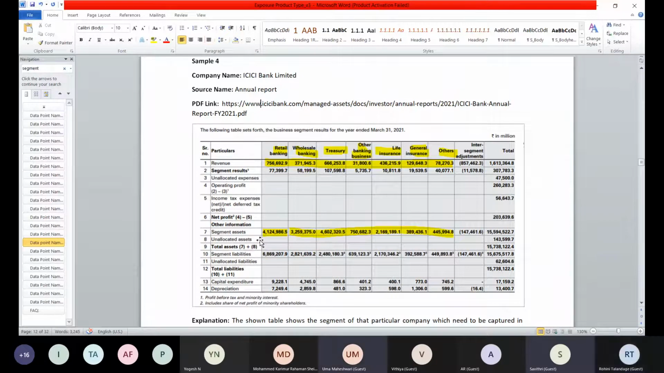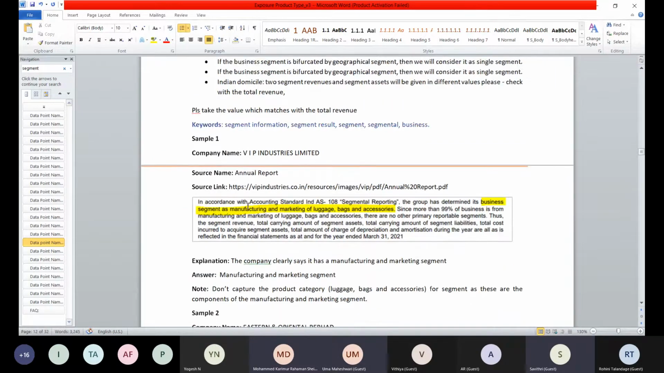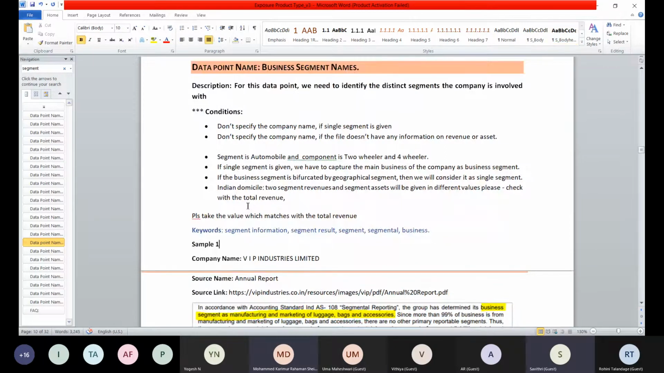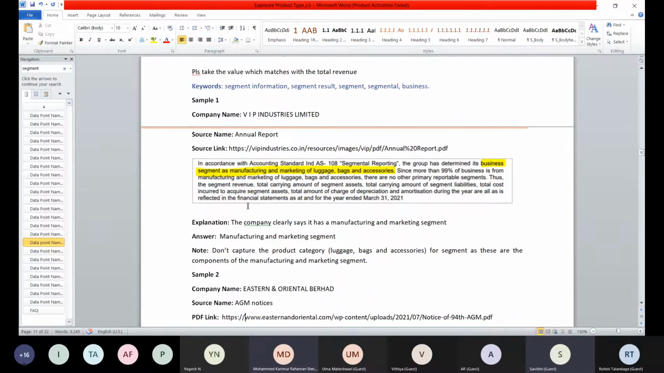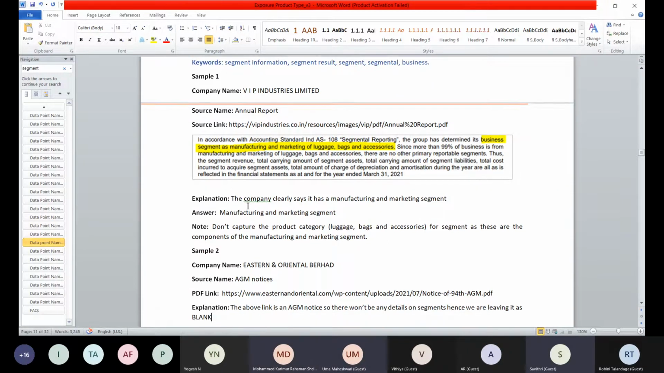Ma'am, in case of automobile, I have a doubt. When a company has two-wheeler and four-wheeler products, and they separately give the revenue for two-wheeler and four-wheeler, would that be the product category? That will also be a category, Rohini. Two-wheeler is a different product and four-wheeler is a different product. If you have a disclosure like the revenue breakdown by two-wheeler and four-wheeler, then you can consider that as a business segment name. Okay, sir.